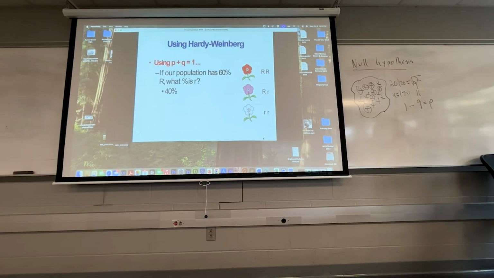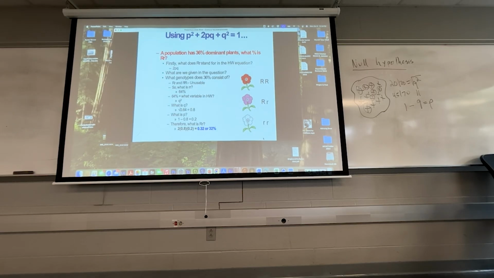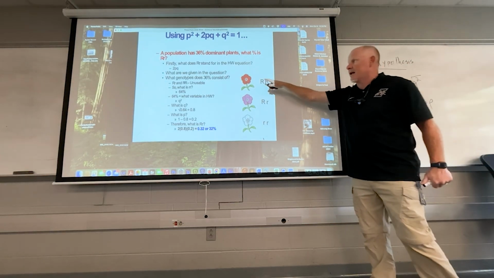Now, if we go back here, in this example, notice, if we want to know what our heterozygote prediction is for our next generation, then we want to use this part of our equation, 2pq. To do that, we have to know p and q, right? And if we are told that a population has 36% dominant plants, that means 36% of the plants are the dominant phenotype color, right?